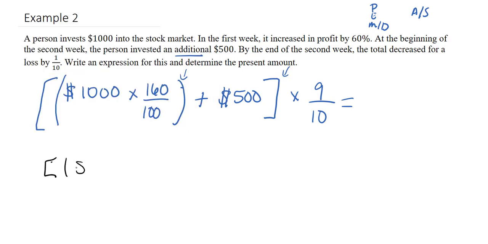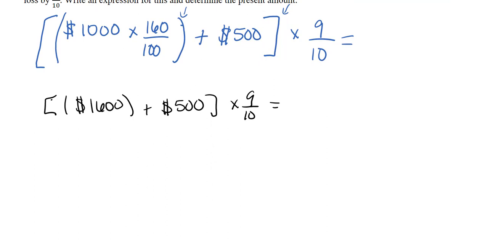Let's rewrite this. We have now $1,600. We'll rewrite everything else. Since we dealt with the inner parentheses, we still have to deal with the bigger parentheses. It's $1,600 plus $500. There's nothing else to do, so we add. 1,600 plus 500 is 2,100. Then we just go times 9/10.